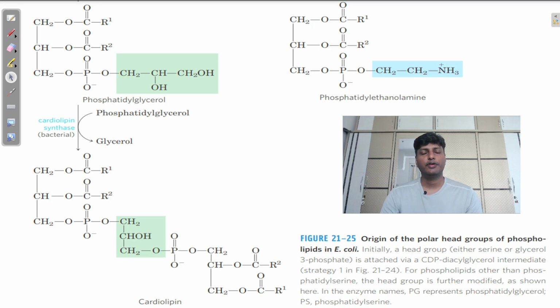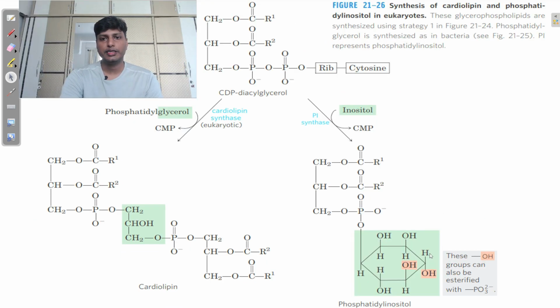So likewise there are different types of phospholipids which can be formed in the cell. Here you can see that there is addition of inositol again, which is a different type of sugar which is added to the third carbon. So this inositol attaches to the phosphate group, resulting in the formation of phosphatidyl inositol. So all these are different types of membrane phospholipids which are formed in the cell. So whether it is a bacterial cell or eukaryotic cell, different types of membrane phospholipids can be formed in the cell.